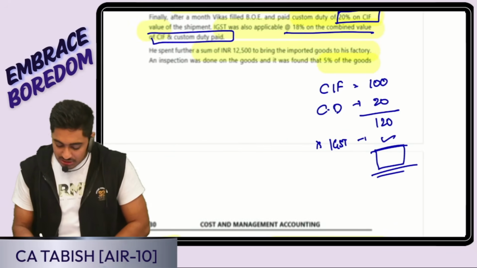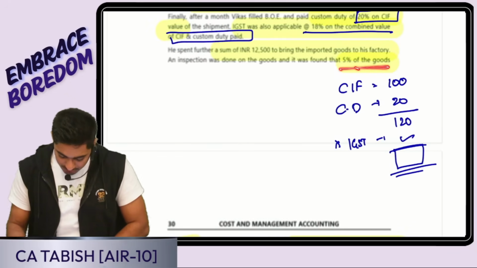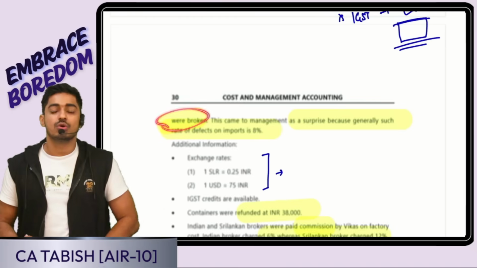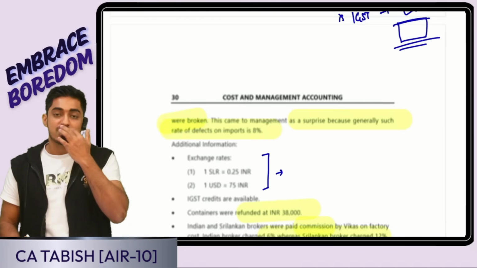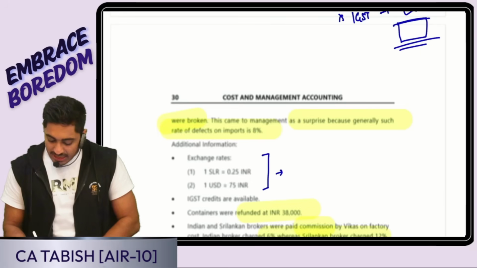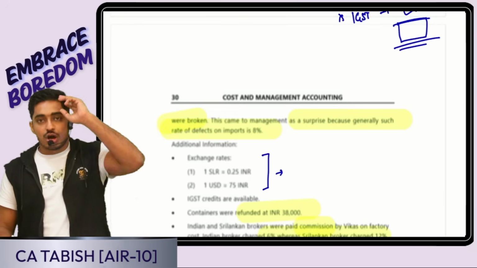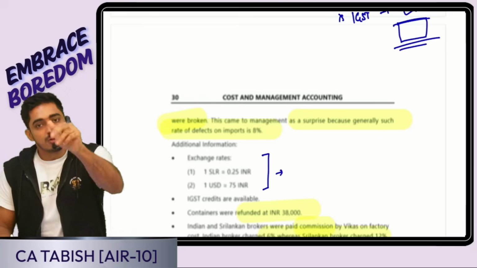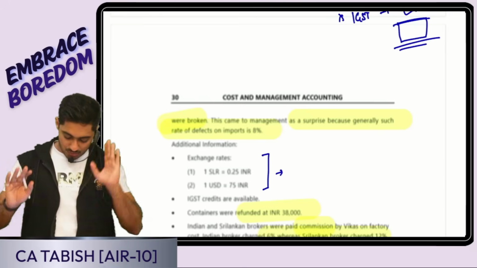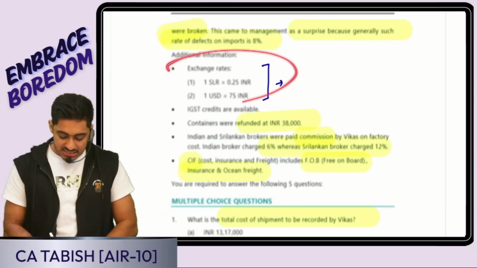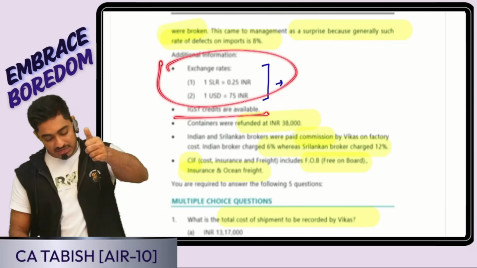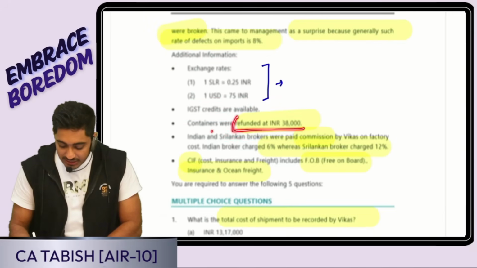An inspection was done on the goods and it was found that 5% of the goods were broken during transportation. How much goods were lost? 5%. This came to management as a surprise because generally such a rate of defects is 8%. That is, normally 8% defects will be there, but this time only 5% defects are there. Is this clear, everyone? Okay, fine. Additional information: exchange rates they've given, IGST credit is available, they've given. Containers were refunded at 38,000.